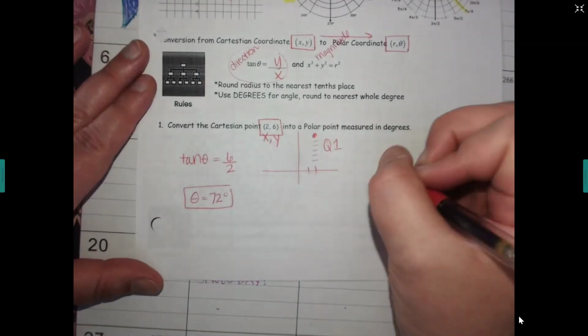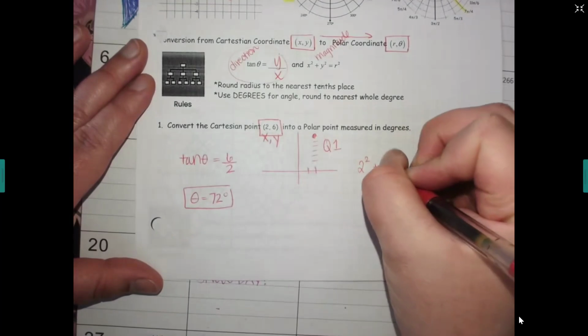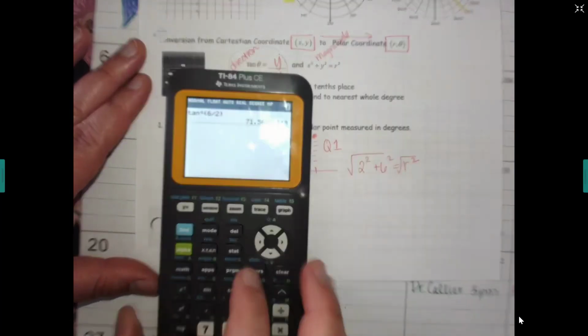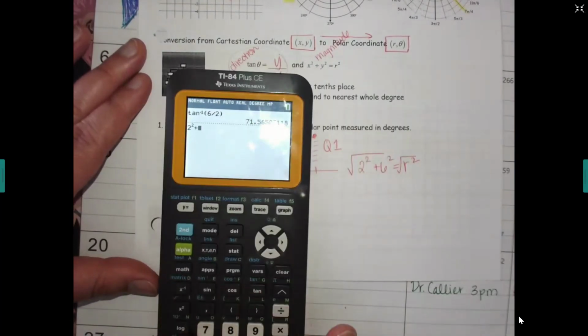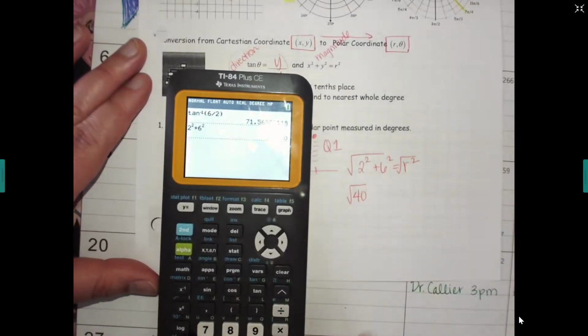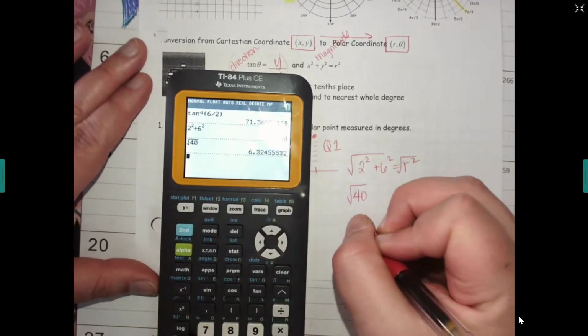Second thing we need is our radius. So remember, you're going to do 2 squared plus 6 squared equals r squared. And then to solve it, you're going to end up taking the square root, which is exactly like magnitude for vectors. So we'll do 2 squared plus 6 squared. That gives me 40. And then the square root of 40 is 6.3.